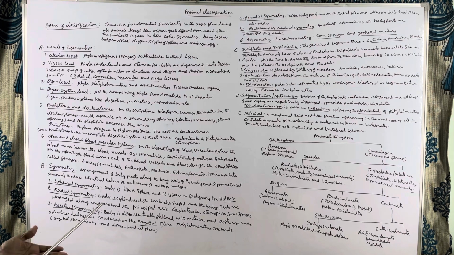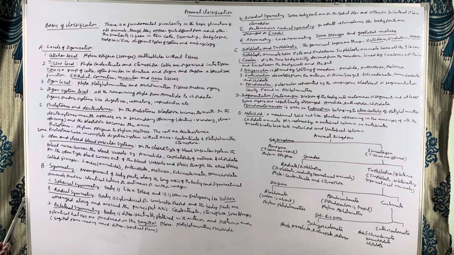And the open type of blood vessel system is present in leeches belonging to phylum Annelida, arthropods, mollusks, echinoderms, and hemichordates. In the case of open type of blood vascular system, the blood flows through blood vessels for some distance, then it comes out and flows through open spaces. That's why it is known as open type of blood vessel system. These open spaces are known as sinuses.